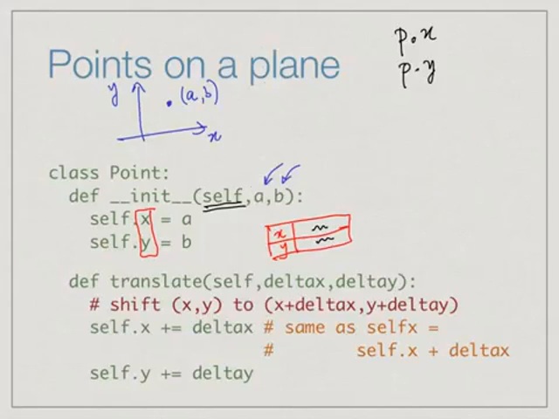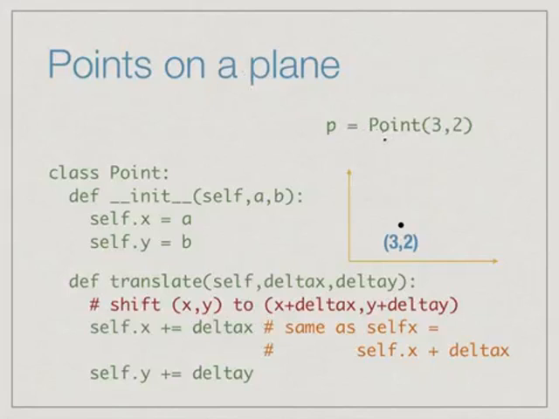So let's look at how this works. For instance, if we say p is equal to Point(3, 2), then 3 will be passed as a and 2 will be passed as b, and this will set up a point that we have drawn here, which internally is represented as self.x is 3 and self.y is 2.